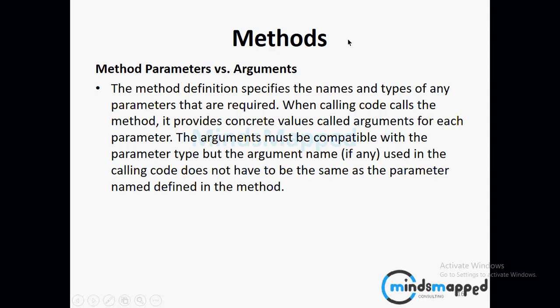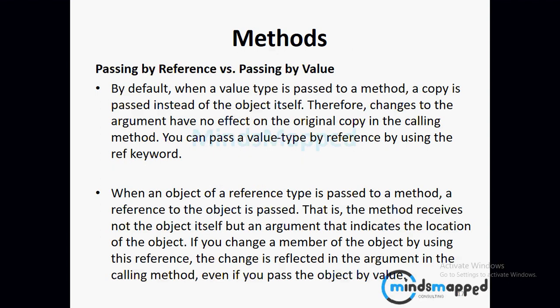Now, pass by reference and pass by value. By default, when a value type is passed to a method, a copy is passed instead of the object itself. Therefore, changes to the argument have no effect on the original copy in the calling method. So you can pass a value type by reference using the ref keyword. When an object of a reference type is passed to a method, a reference to the object is passed, that is, the method receives not the object itself but an argument that indicates the location of the object. In our last classes, we discussed this reference type and value type. So right now I show you this example again.